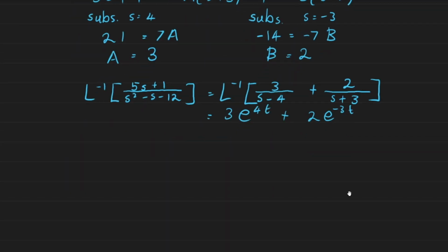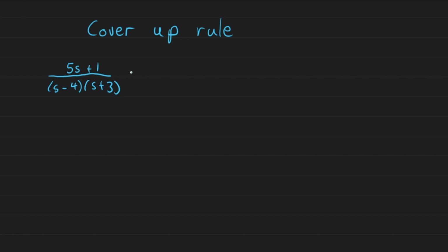However, there's one more thing that we can mention about this, and that is a shortcut. That shortcut is the cover-up rule. This shortcut allows us to get these coefficients A and B quickly. We said just now that (5s + 1) over (s − 4)(s + 3), and we wanted to determine those coefficients A and B, over (s − 4) and (s + 3).